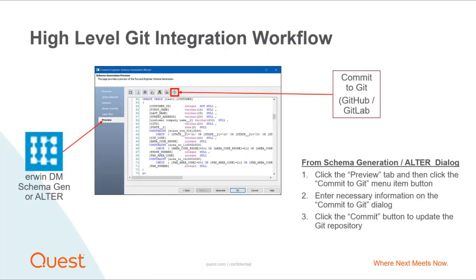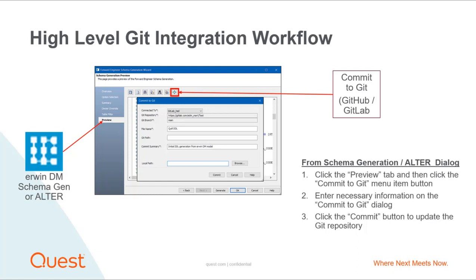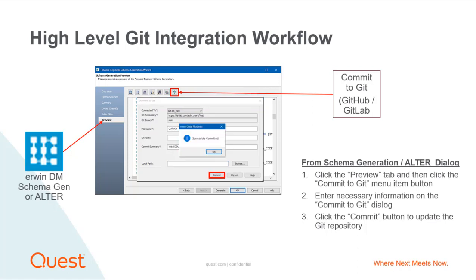This is a high-level perspective of the DevOps, that is Erwin DM and Git integration workflow. From schema generation or the alter dialog, click the Preview tab and then click Commit to Git menu item. Enter the necessary information on the Commit to Git dialog. Click the Commit button to update the Git repository.